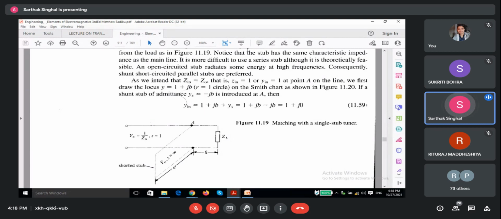Okay, we will discuss this thing in the next class. So today we are going to talk about the waveguide. I think there is some confusion there. See, the basic purpose of this whole exercise of single stub tuning is that we want to achieve an admittance like this: yn equal to 1 plus j0.